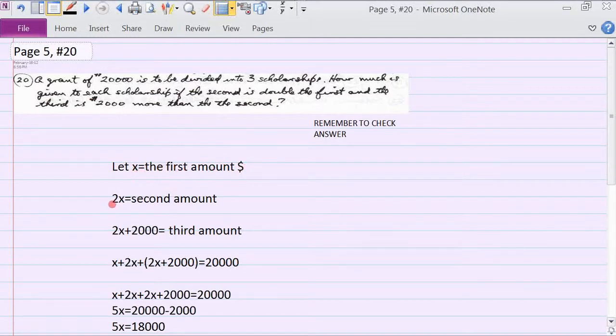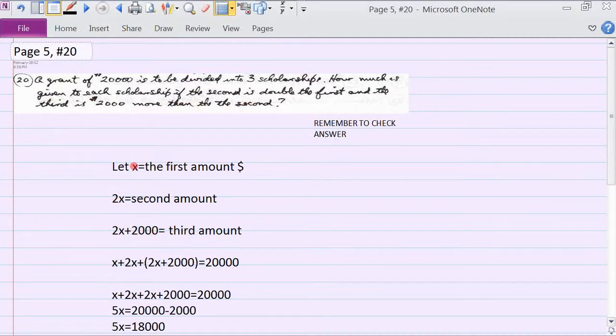and 2X equals the second amount because it's double. How much is given to each scholarship if the second is double the first? So that means that the second is this. The third amount is 2,000 more than the second amount. The third is 2,000 more than the second amount right here. So we just take the second amount and add 2,000.